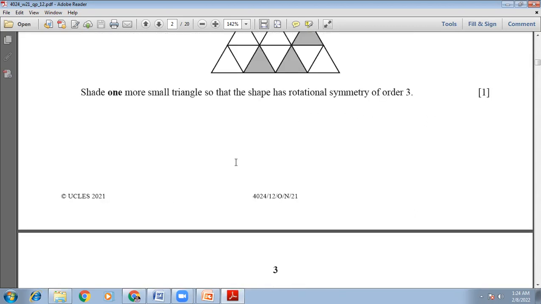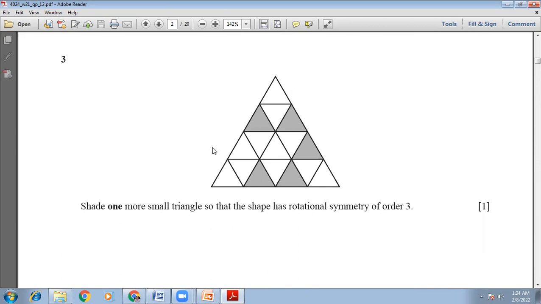And so this is question number 3. Shade one more small triangle so that the shape has a rotational symmetry of order 3. So in rotational symmetry of order 3, the shape should fit on itself 3 times when you rotate the shape through a 360-degree angle. So it's like a fan.